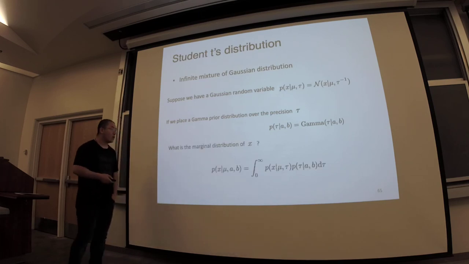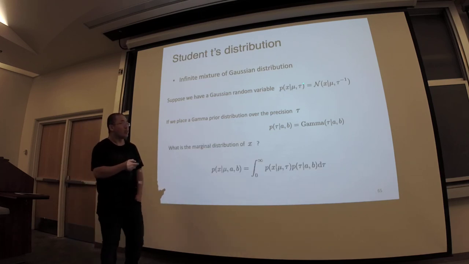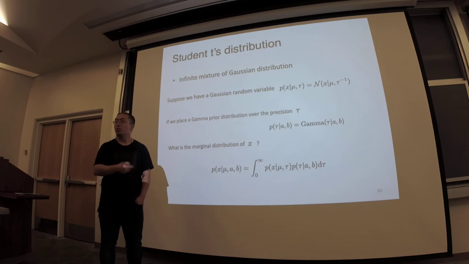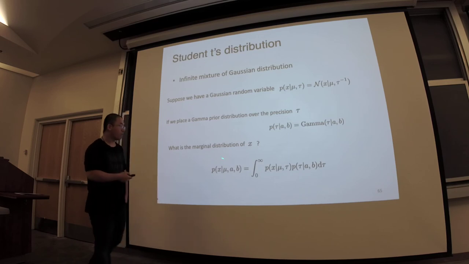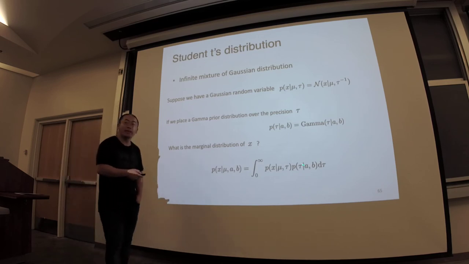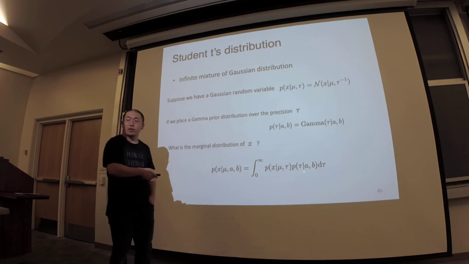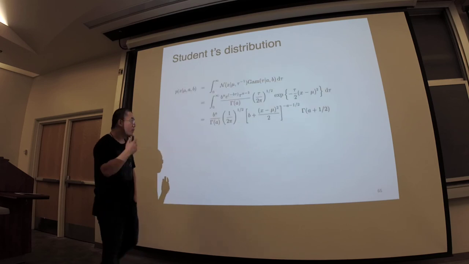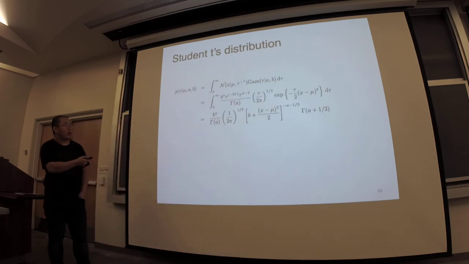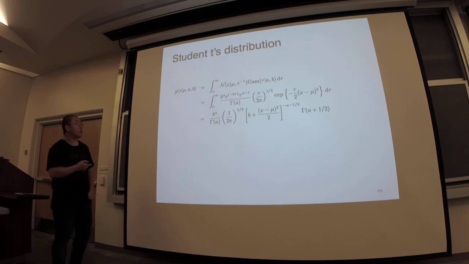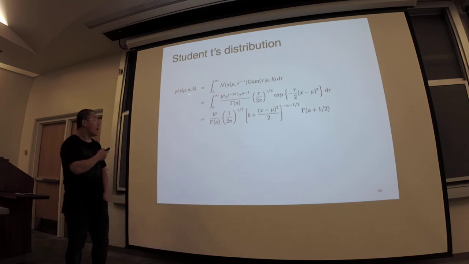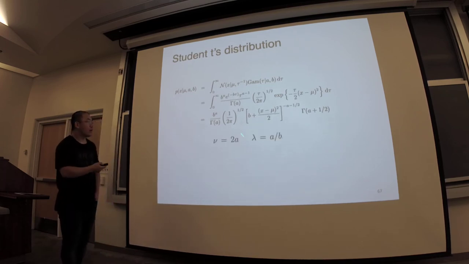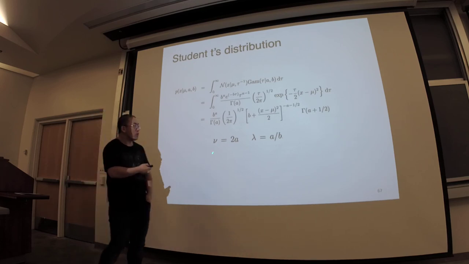The question is, what if I marginalize out this tau? What distribution do we get? Then we need to integrate out this prior over tau, given that we have this Gaussian distribution conditioned on tau. And it turns out that it will look like this. It's very complicated. Again, not necessary to memorize. And we can further rewrite A and B in other forms. We can represent them in terms of nu and lambda.